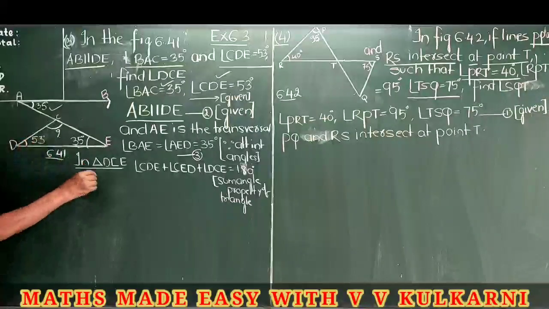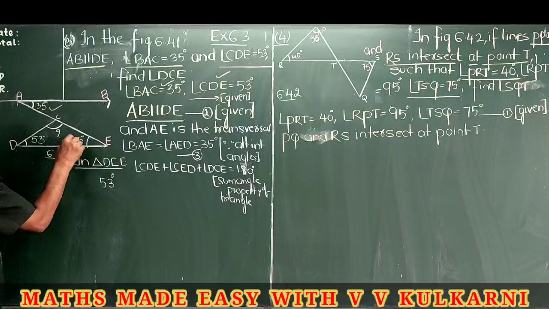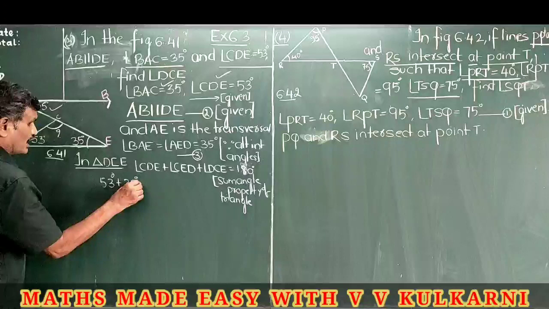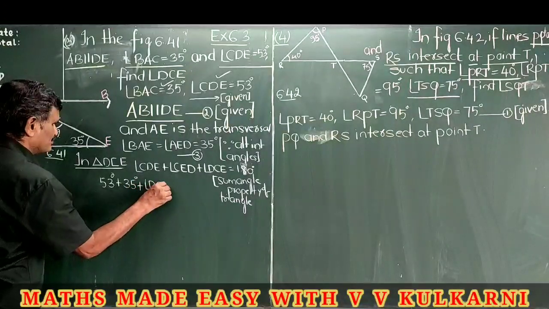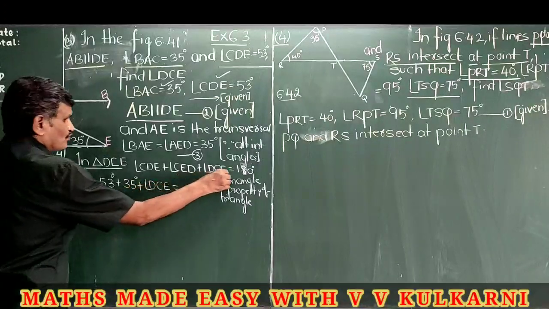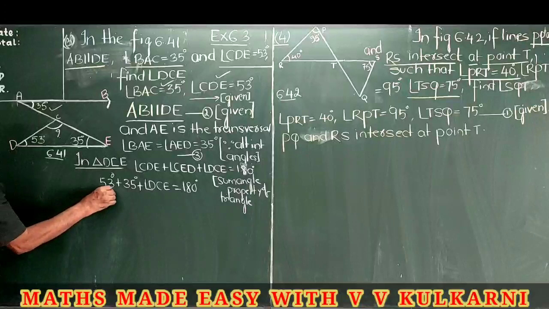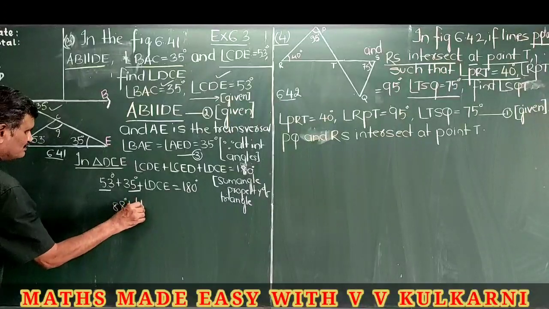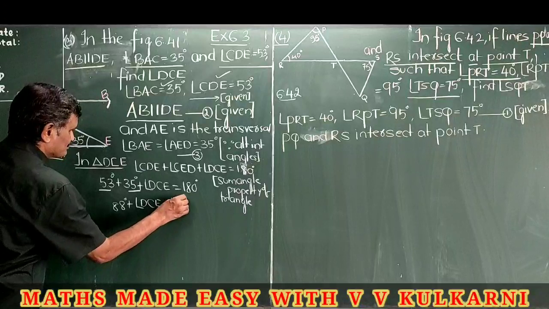Now you can just see here, this is 53 degrees plus this, CED, is 35 degrees. I need to find out DCE. I'll keep it as it is, equal to 180 degrees. Now if I add these two, 3 plus 5 is 8, 5 plus 3 is 8, so 88 degrees plus angle DCE is equal to 180 degrees.